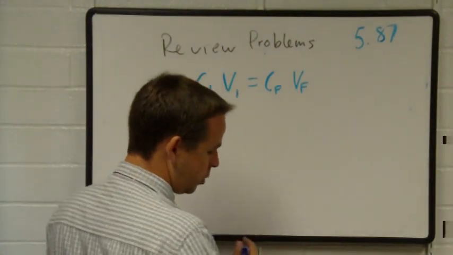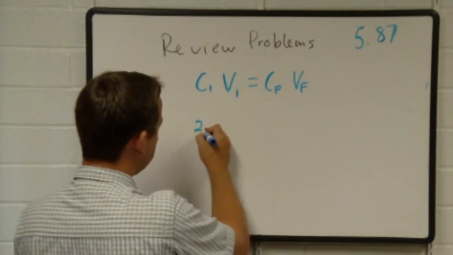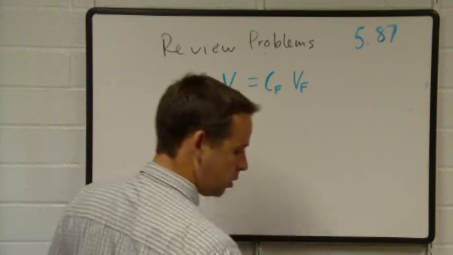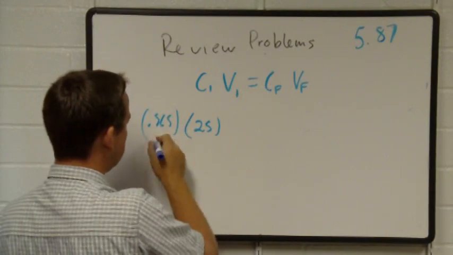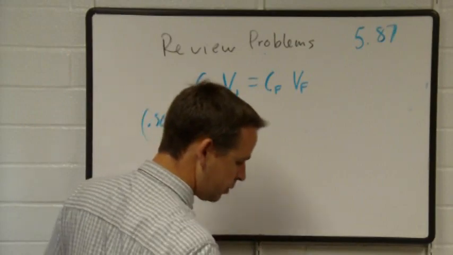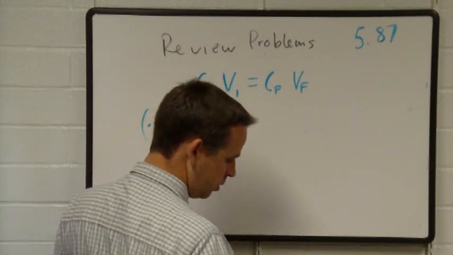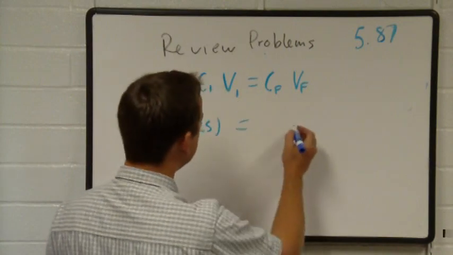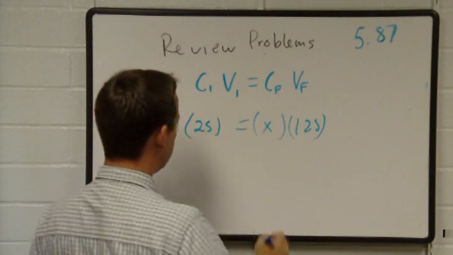But we're looking for 25 milliliters of 0.565. So the initial volume is 25, the initial concentration is 0.565. This is molarity, this is milliliters, so these need to be molarity and milliliters over here. What is the final molarity? It's diluted to a volume of 125. So what's the final concentration in molarity?